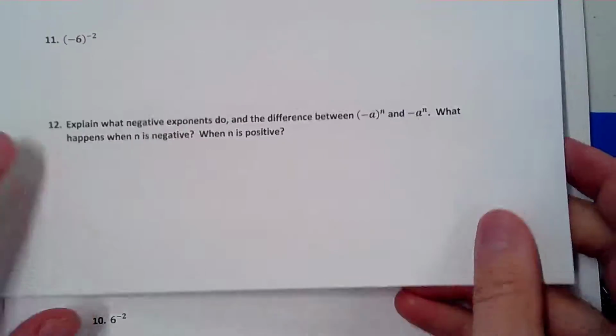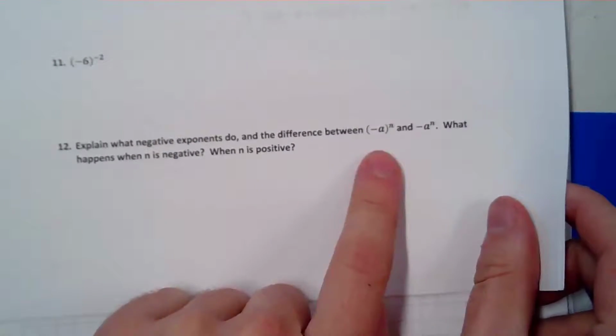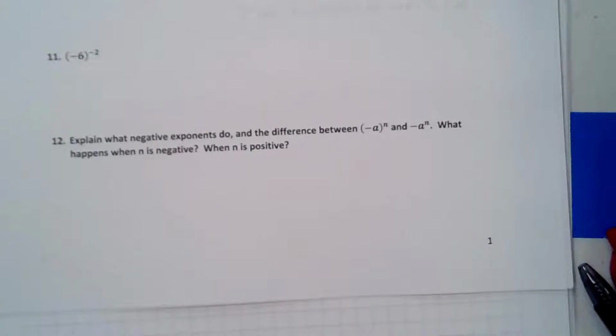Number 12: explain what negative exponents do and the difference between negative a to the n and negative a to the n. One has a quantity, one does not. What happens when it is negative? What happens when it's positive? So it's a little bit further than your first quiz. We go a little bit beyond the question. So first of all, what happens when you flip exponents?